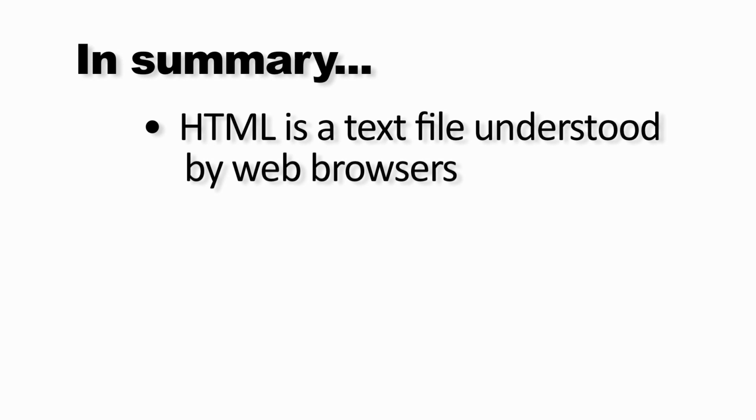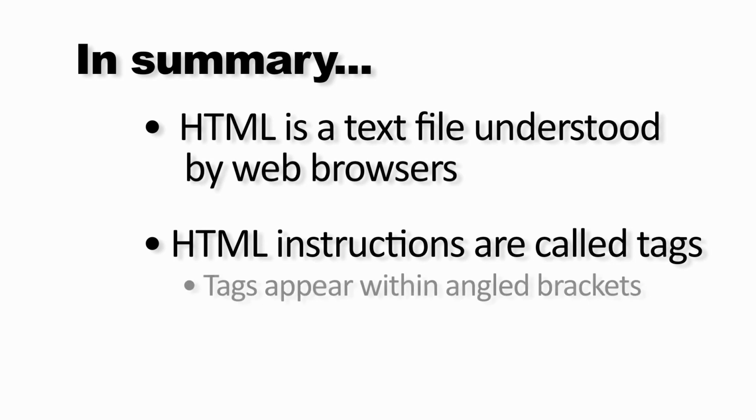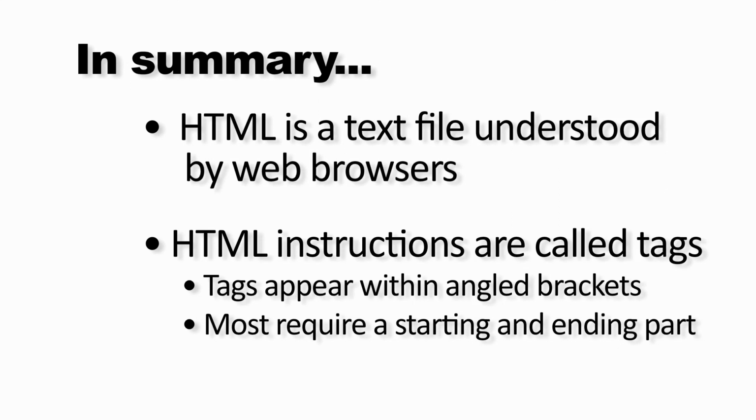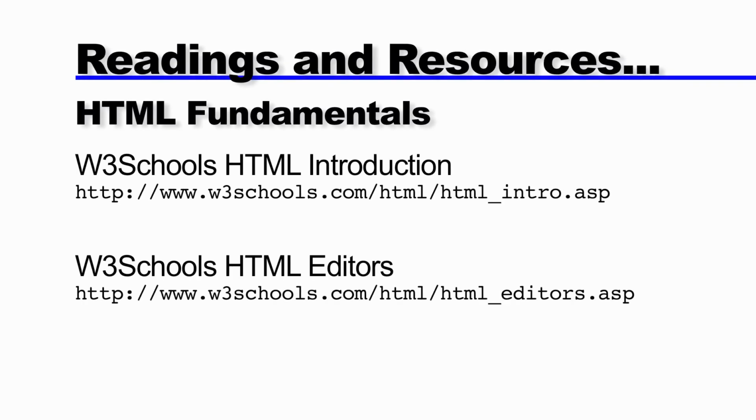So these are the fundamental general concepts of HTML. HTML files are text documents containing instructions for browsers about how to display the content. HTML instructions are called tags. Tags appear inside angled brackets to separate them from other content. Most tags require a starting and an ending part. If the browser needs more information to make a tag work, it can be supplied using an attribute which is set to a value. These are fairly simple and logical general rules, and you should become comfortable with these concepts before you start learning specific HTML instructions.